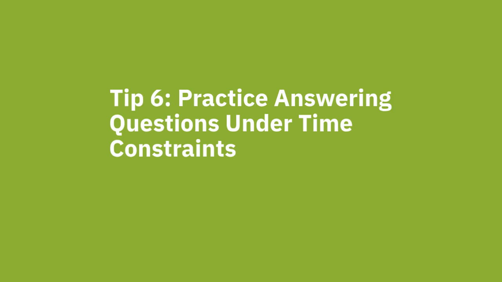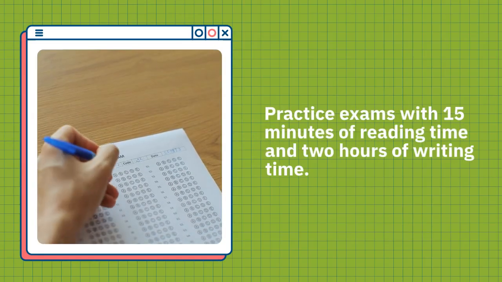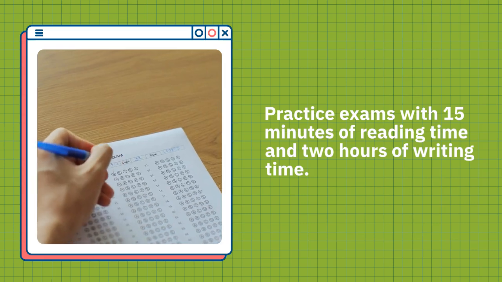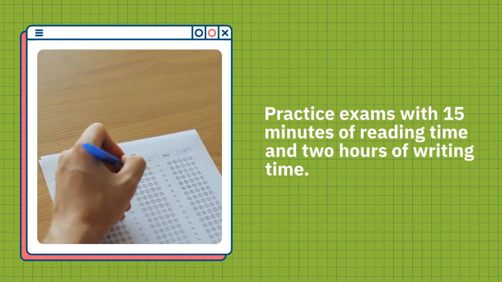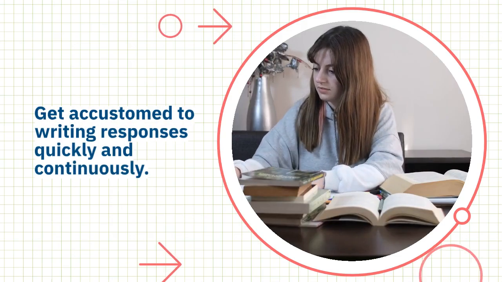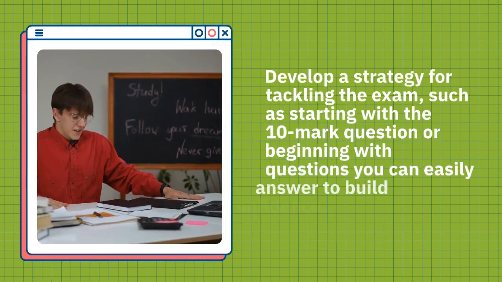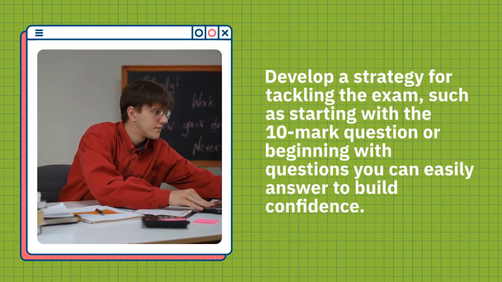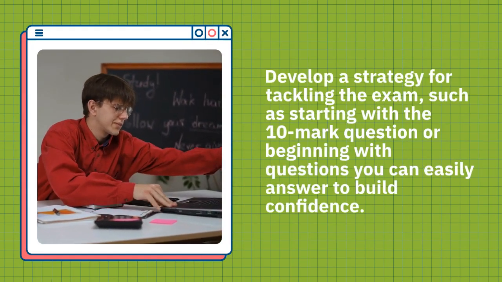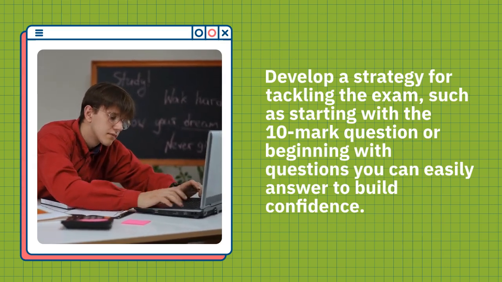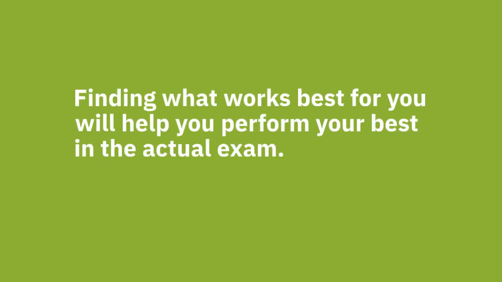Tip 6. Practice answering questions under time constraints. Simulate exam conditions by completing practice exams with 15 minutes of reading time and 2 hours of writing time. This will help you get accustomed to writing responses quickly and continuously. Develop a strategy for tackling the exam, such as starting with the 10-mark question or beginning with questions you can easily answer to build confidence. Finding what works best for you will help you perform your best in the actual exam.